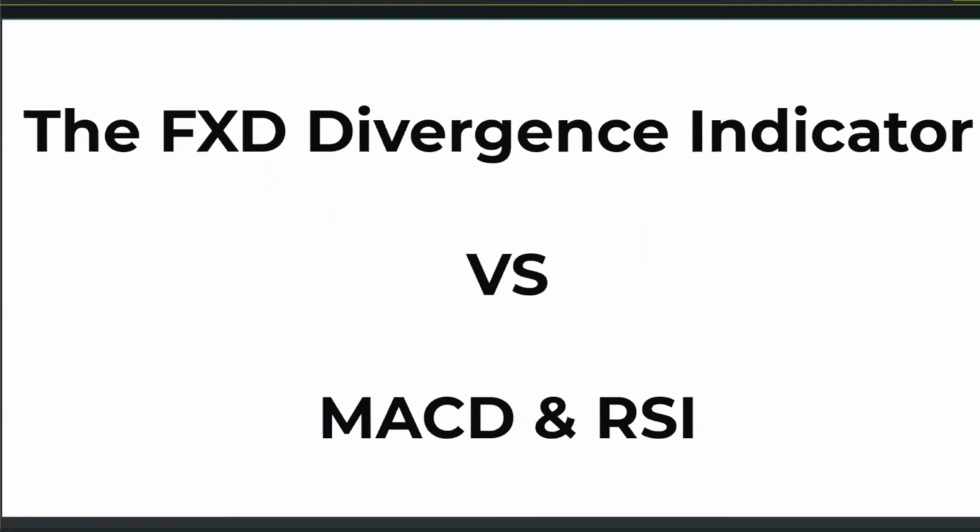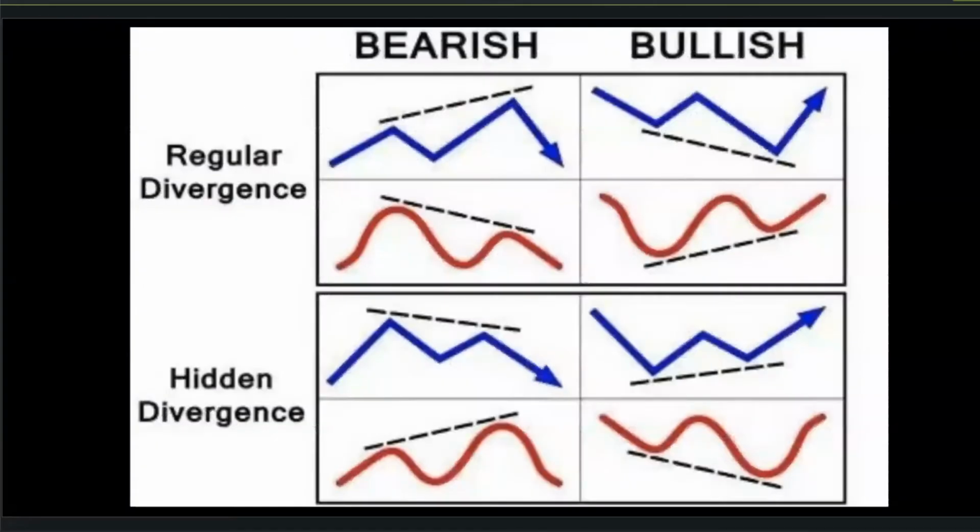I will be introducing to you a new indicator that I have developed that beats the MACD and the RSI in finding divergences. As you may have known, you have two kinds of divergence. You have the regular divergence and you have the hidden divergence. Today, I will introduce to you a third kind of divergence.